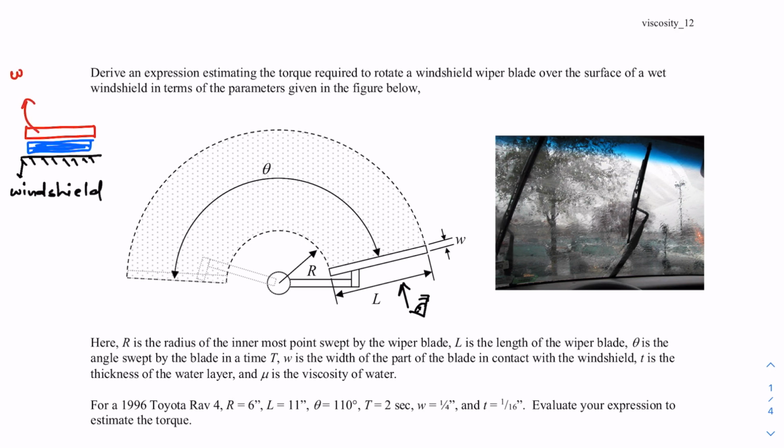So this is my wiper blade, and this is the water film, and this film is very, very thin, but it is there. In this problem we are given that the length of this wiper blade is L, its width is W, and the thickness of this thin film is small t, and the blade rotates an arc of angle theta in time capital T, and the inner edge of this wiper blade makes an arc of radius capital R.